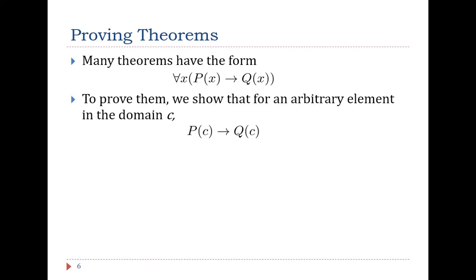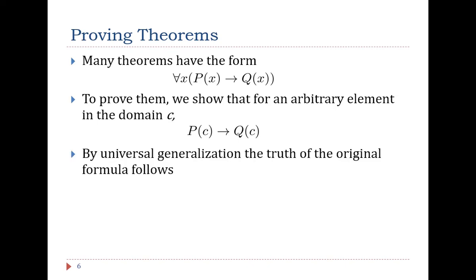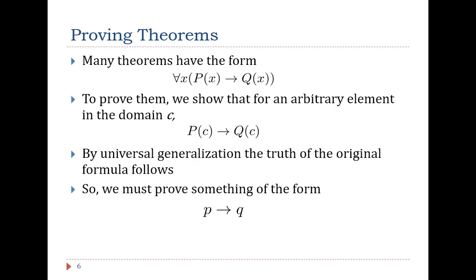So in this case, we want to prove that for an arbitrary c, P of c implies Q of c, okay? Good. So how to do this? Actually, by universal generalization, if you have P of c implies Q of c for every c, then you can generalize it to the original form: for every x, P of x implies Q of x. So we must prove something of the form P implies Q. If it is a prime number, then it has that property, for example.